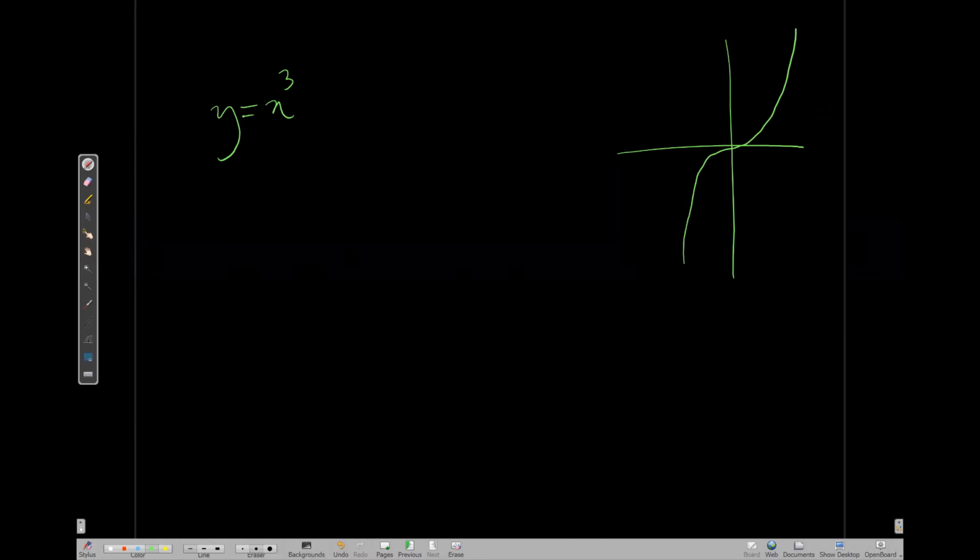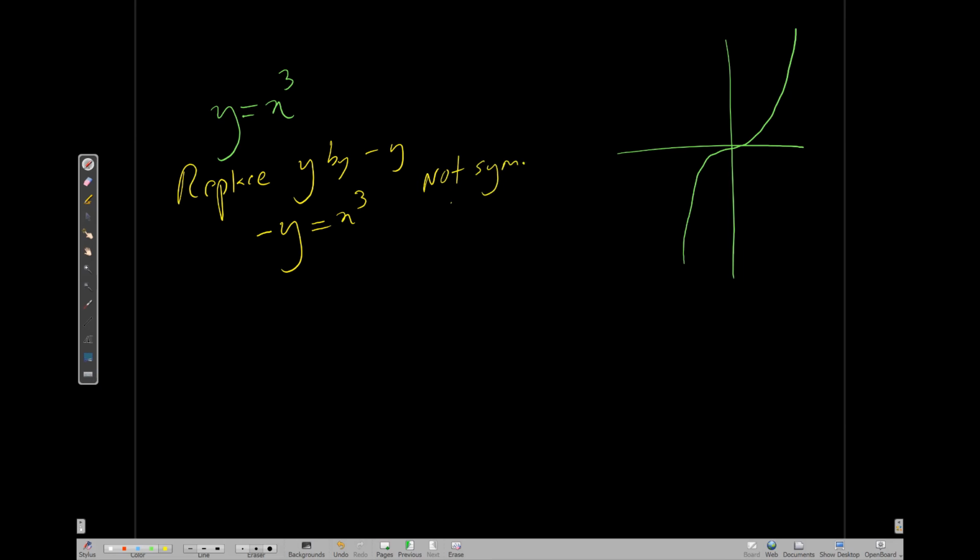Now let's apply our symmetry test. Replace y by negative y. So instead of y, I write negative y, x cubed. So they are not the same. So nope, it is not symmetric with respect to what? X-axis.